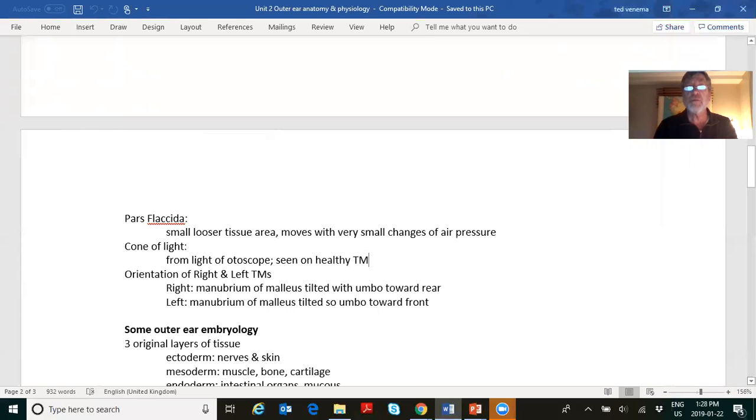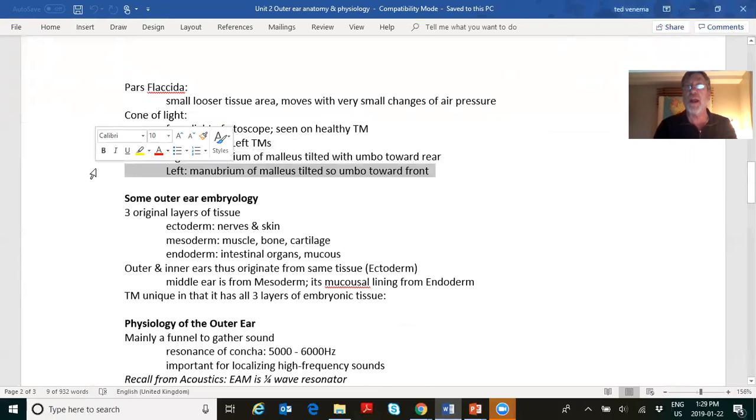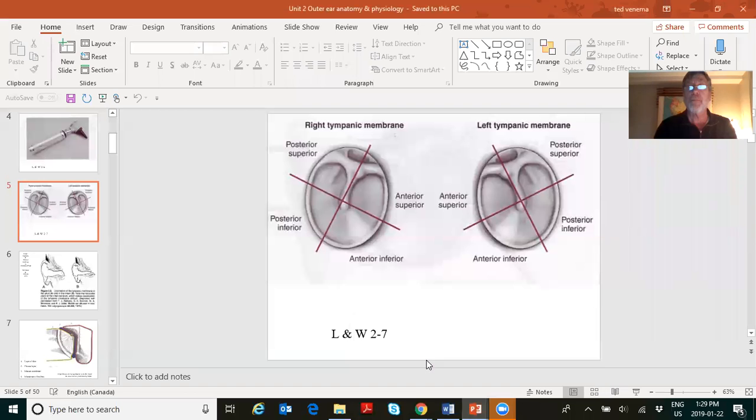Pars flaccida, cone of light. Orientation of right and left tympanic membrane. The cone of light will be at 5 o'clock in the right ear, at 7 o'clock in the left ear. And the orientation, the manubrium of the malleus, will be tilted one way and tilted the other way. So let's look at that. Just a picture. See that? As opposed to here. Okay, so just mainly think of the cone of light. That's really what's going to give away which ear you're looking in.